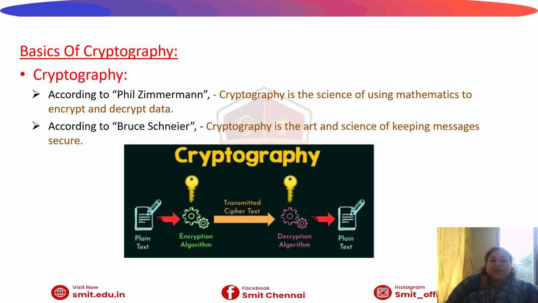Basics of cryptography. Phillip Zimmermann defines cryptography as the science of using mathematics to encrypt and decrypt data. According to Bruce, cryptography is the art and science of keeping messages secure. See in this diagram, plain text is converted to ciphertext by using an encryption algorithm. By means of this encryption algorithm and a key, we protect the data, and the ciphertext is converted back to plain text by using the decryption algorithm.